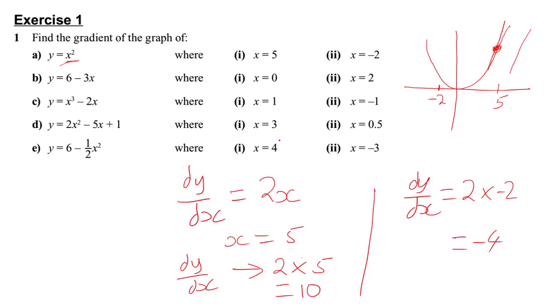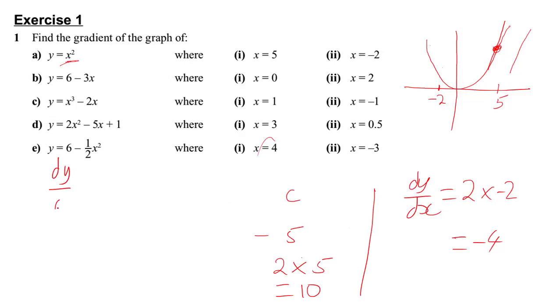Okay, hope you tried them. So quickly, I'm just going to do question E for you before I show you the answers. The first thing you need to do is to differentiate. So do dy dx. Now 6, remember, is a constant, so that becomes 0. And then for this part, we do 2 times a half. So 2 times a half is 1. So I've got negative 1.